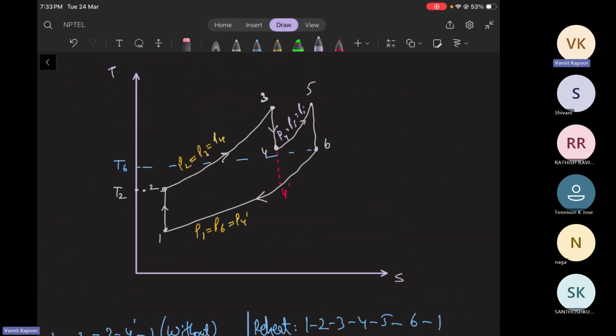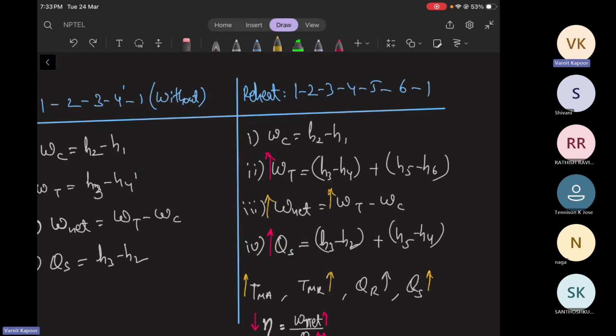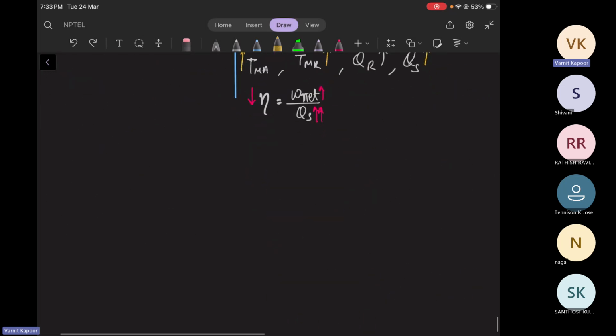If I say the pressure reduction was from 3 to 4 dash, but now the pressure reduction is from 3 to 4 and then 5 to 6. So the pressure ratio reduction, the mean pressure ratio, has also decreased. Okay, I hope this is clear.